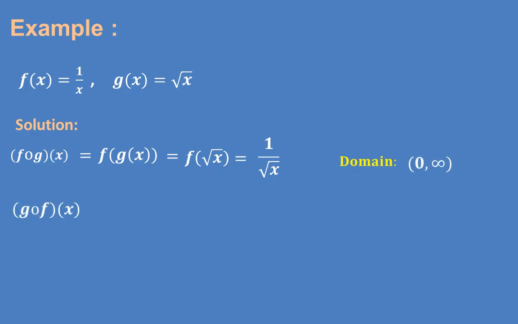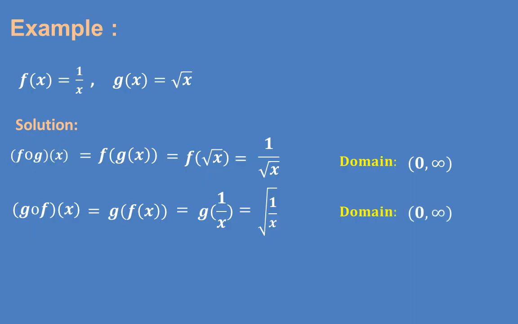And g circle f of x is equal to g of f of x, which is equal to g of 1 over x. And g of 1 over x will equal the square root of 1 over x. And to find the domain of this function, we need to consider the conditions under which the expression is valid. The expression 1 over x inside the square root must be non-negative. And x cannot be 0, because the division by 0 is undefined. Therefore, x is greater than 0. Thus, the domain of this function is the open interval 0 and infinity.